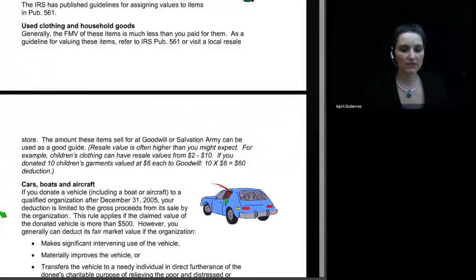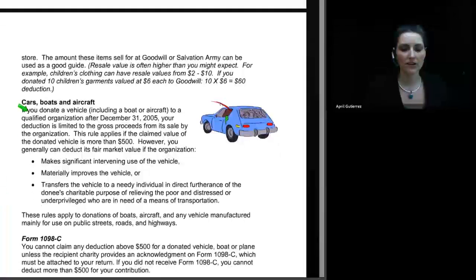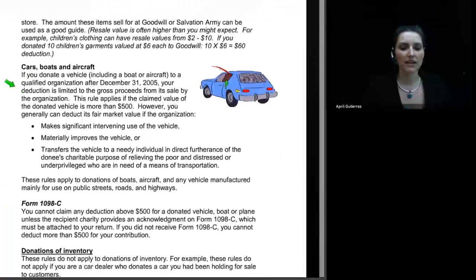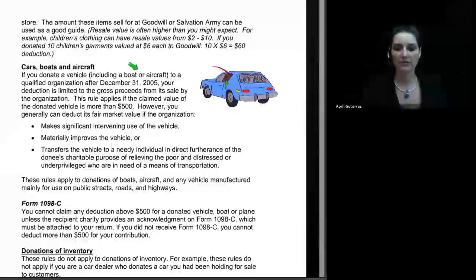Now, what happens if you donate cars, boats, or aircraft? If you donate a vehicle, including a boat or aircraft, to a qualified organization after December 31, 2005, your deduction is limited to the gross proceeds from the sale by the organization. Now, most of these organizations auction those vehicles off. The most you're allowed to claim is $500, unless it sells for more at auction.